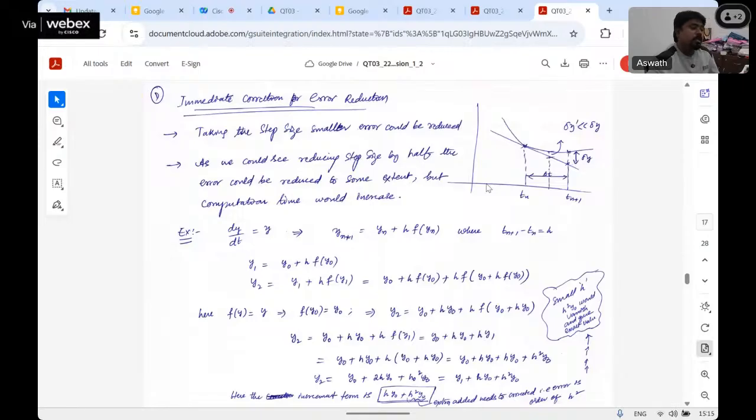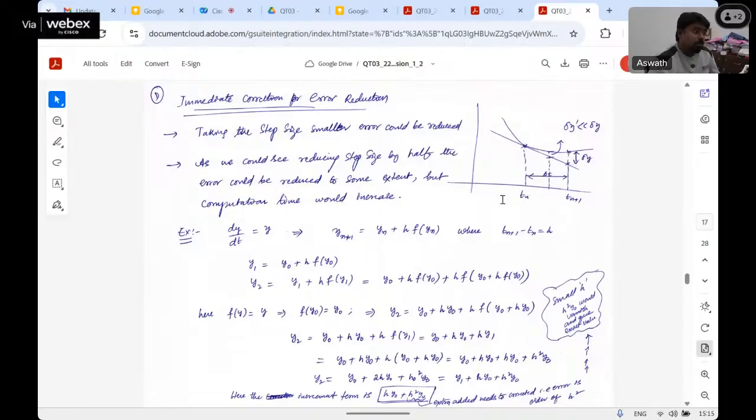One thing is very important. What is the error in the case of the Euler method? As we know, the error in the Euler method depends on the step size. If you increase the step size, more error. If you decrease the step size, less error. But the problem is, as the step size is decreased, the computation time always increases. So there is a compromise one has to make.